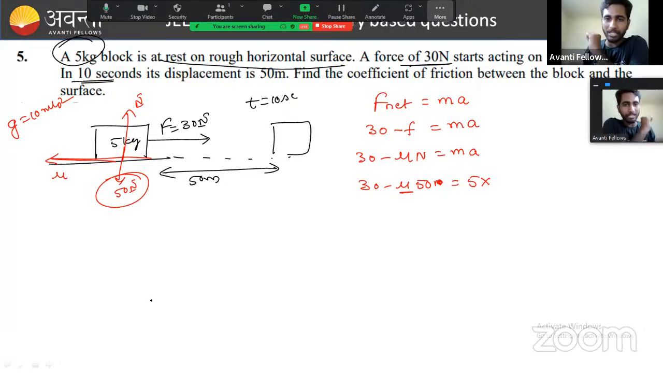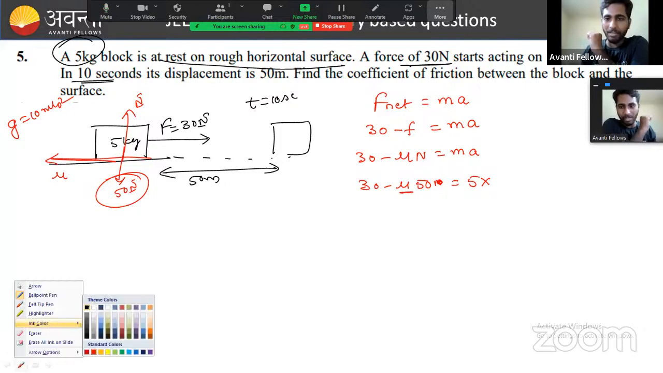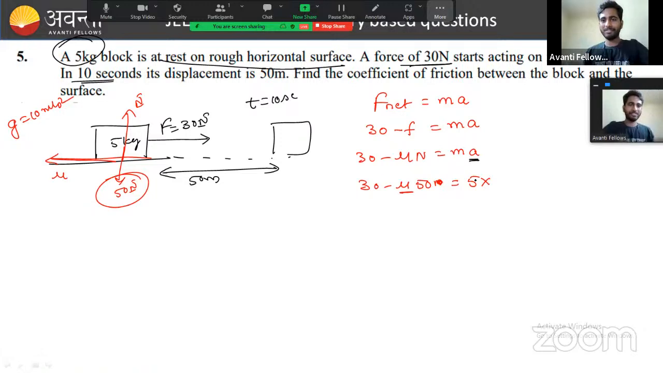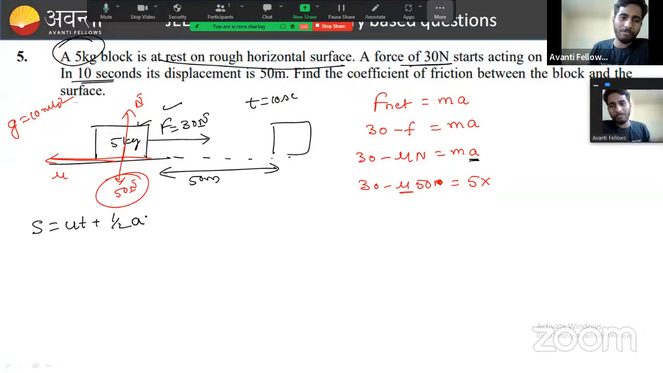We need to calculate the coefficient of friction, but we don't know the acceleration, right? How to calculate the acceleration? They gave force, mass, and everything. Can anyone tell me in the chat box how to calculate the acceleration? The displacement has also happened. We can use this equation: S is equal to ut plus half at square.